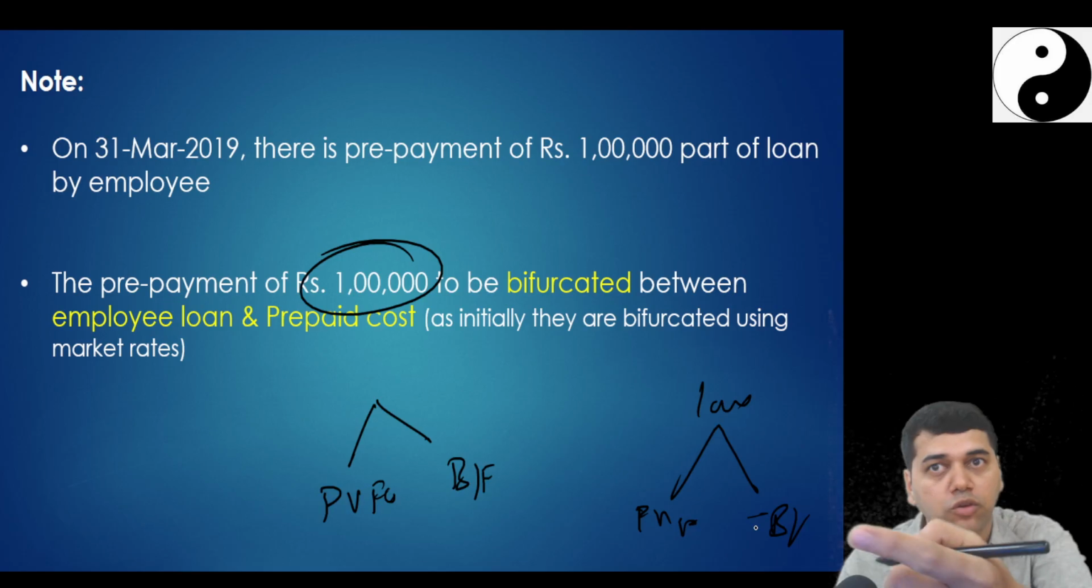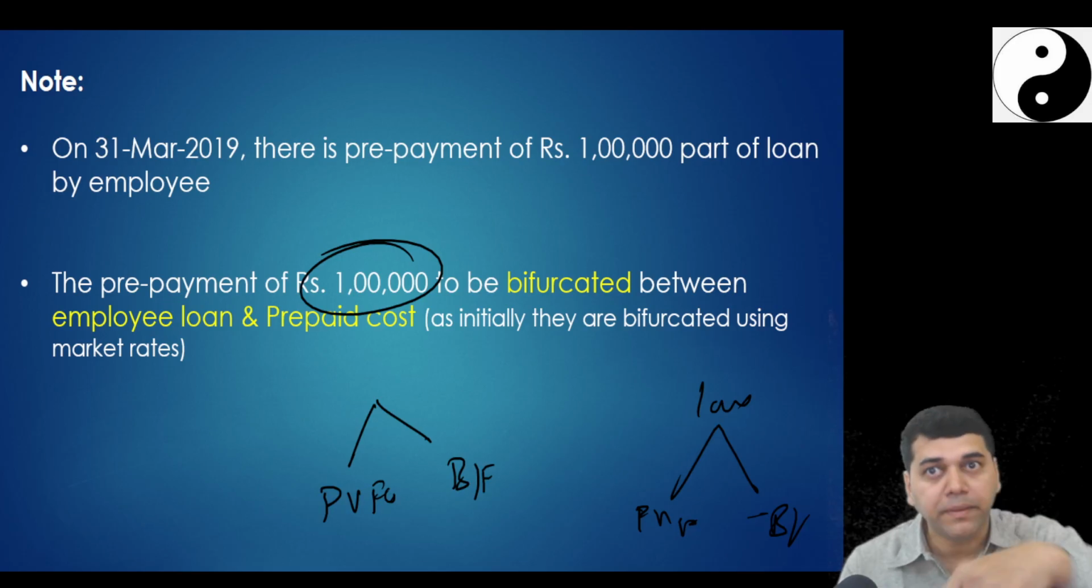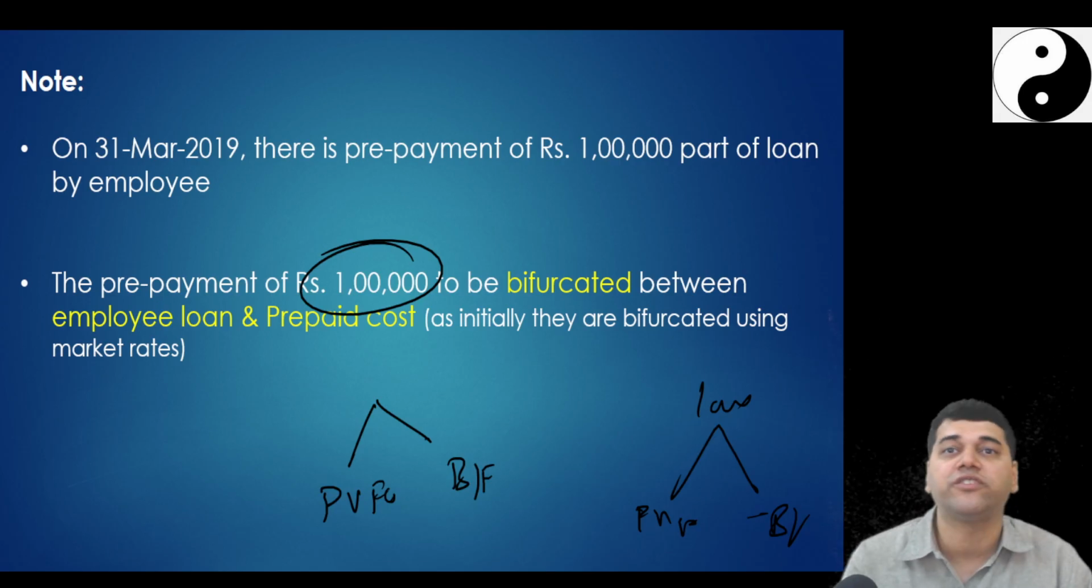Journal entry when you give the loan is loan, discount to bank. When it is prepaid, it's bank to loan, to discount, reverse.